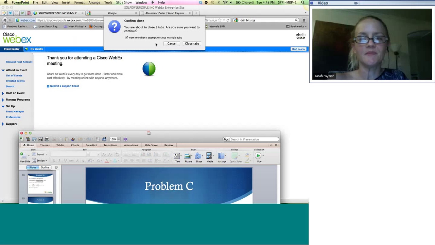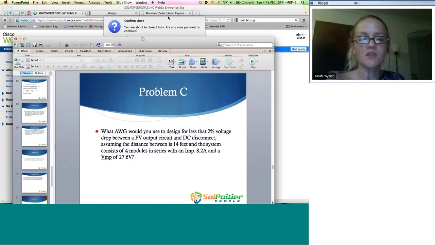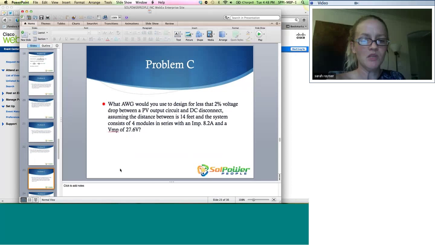All right. What wire gauge would you use to design for less than 2% voltage drop between a PV output circuit and DC disconnect, assuming the distance is 14 feet and the system consists of four modules in series with an IMP of 8.2 amps and a VMP of 27.6 volts?